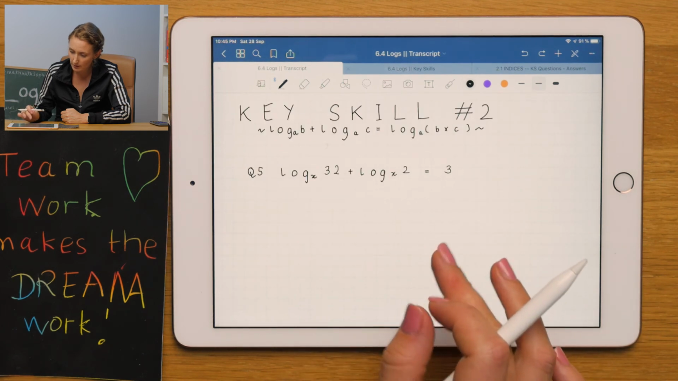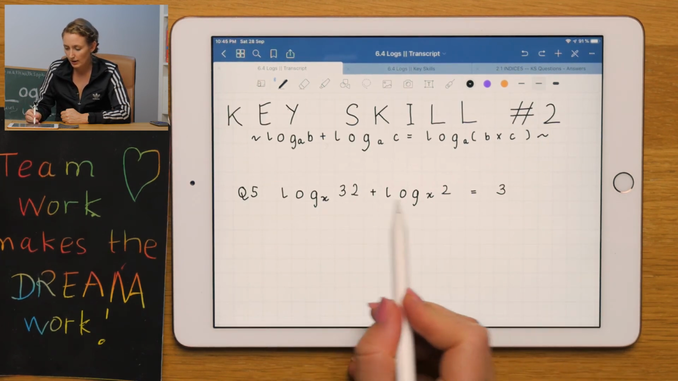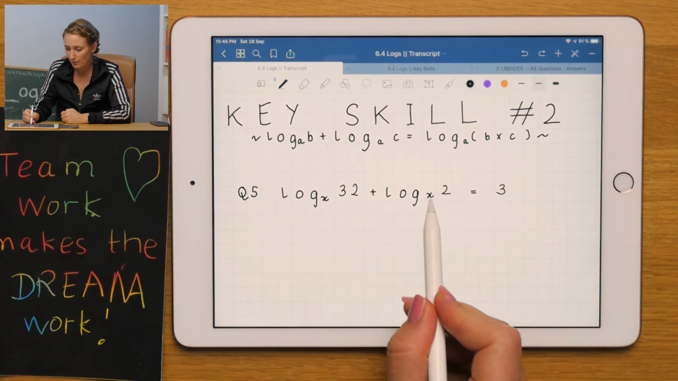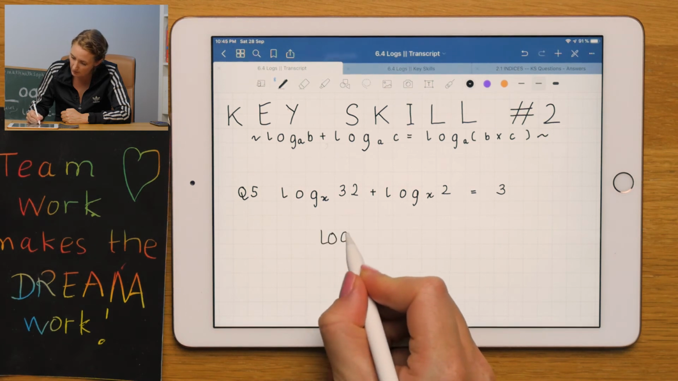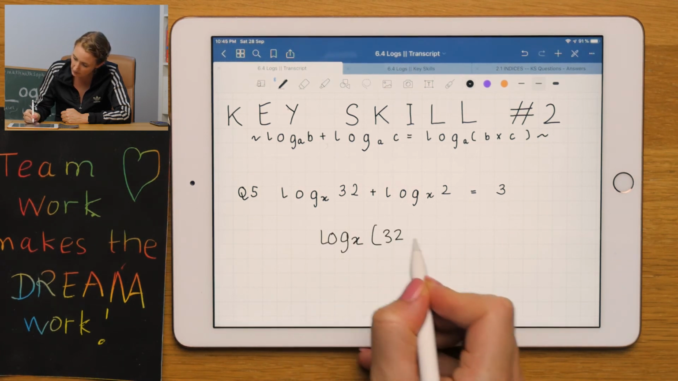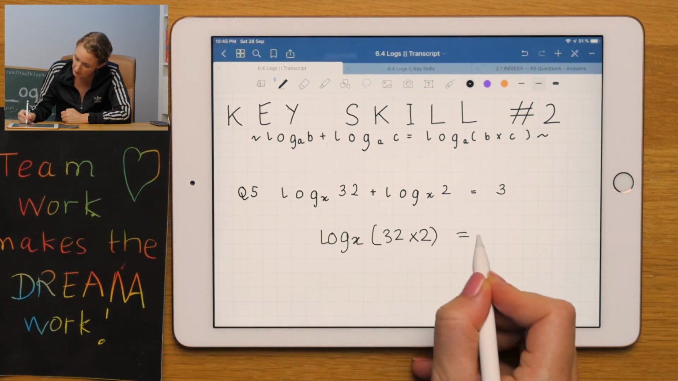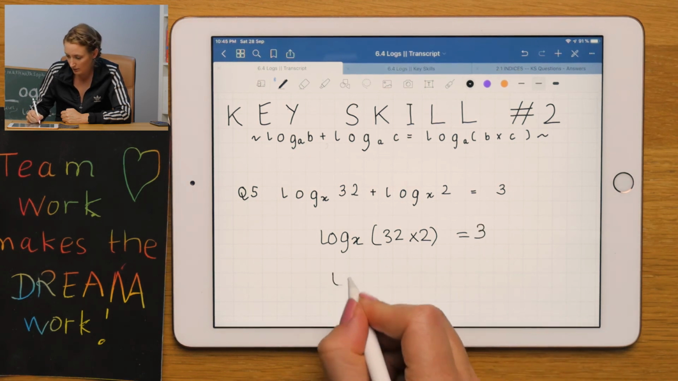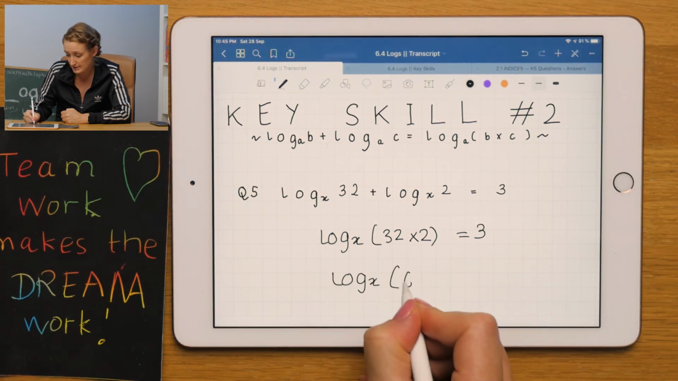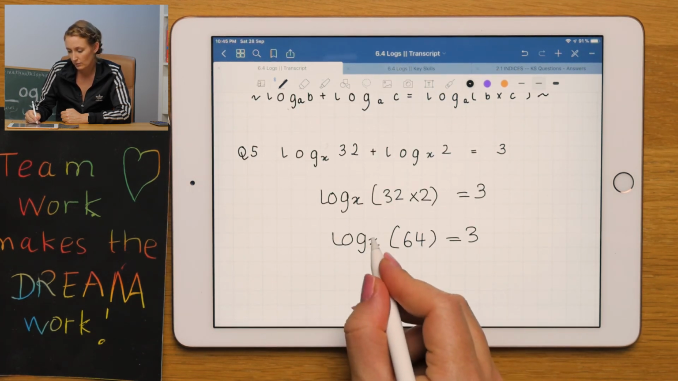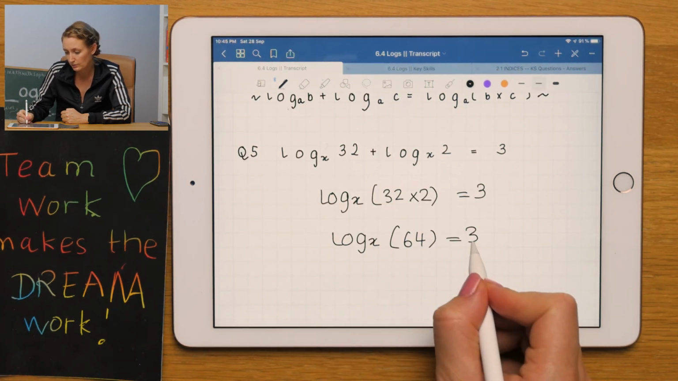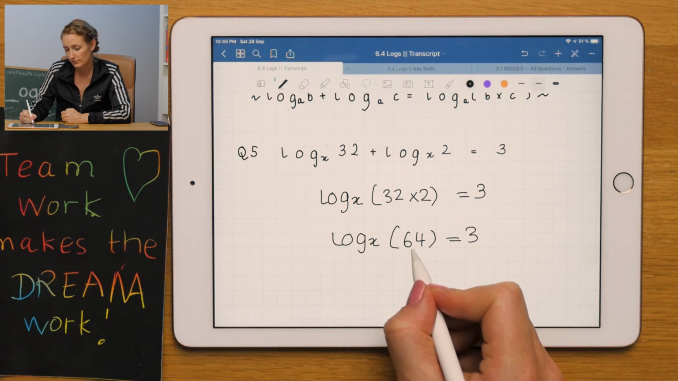Have we got any more? Yeah, last one, guys. Okay, here we go. We've got a plus, and they're both log base x. Remember, this rule only works if they're the same base. So log base x of 32 times 2 equals 3. So log base x of 64 equals 3. So we need to think, what cubed gives an answer of 64.